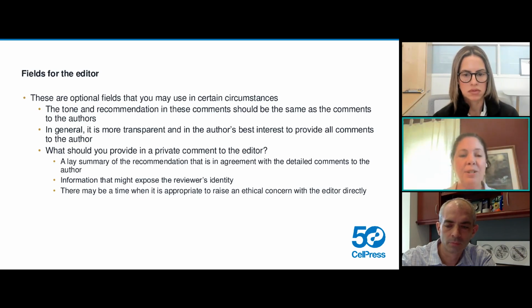There might be some information you need to provide that would expose your identity as a reviewer, and you might not be comfortable doing that. If that's the case, you can use it for that. And there might be a time when there's an ethical point that you would like to raise with the editor, something that might need to be resolved. So it's also a nice confidential place for you to do that.